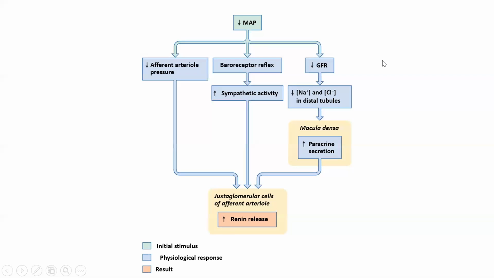A drop in mean arterial pressure is going to stimulate a decrease in the afferent arterial pressure, a decrease in the baroreceptor reflex, which increases the sympathetic activity, and then a decrease in GFR, which is going to decrease the amount of sodium and chloride in the distal tubules. So these are the responses that we see if someone is bleeding out or dehydrated, right? And this is why we see those responses. And then the correction is going to be an increase in renin release, which will increase angiotensin, increase aldosterone in an attempt to correct that initial mean arterial pressure disturbance.